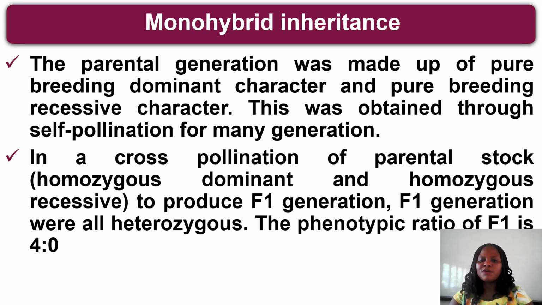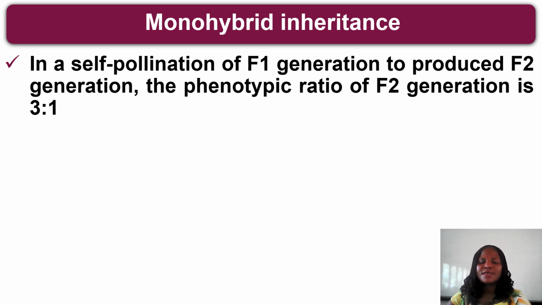Now Mendel asked himself, I cross a tall plant with a short plant. Why is it that all of them are tall? So he decided to cross the first filial generation. Mendel self-pollinated the first filial generation to get the second filial generation. And then he realized that the ratio of the second filial generation is 3:1.